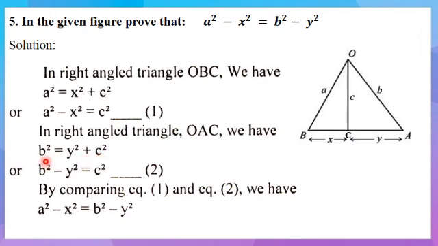So we can write the statement b square is equal to y square plus c square, and we can rewrite this equation as, when we are moving this y to the other side, it will be subtracted. So b square minus y square is equal to c square. This is our equation number 2. Okay, we can easily compare our equation number 1 and 2 because both are equal to c square. So by comparing these two equations, we will have a square minus x square is equal to b square minus y square, which is our required condition.